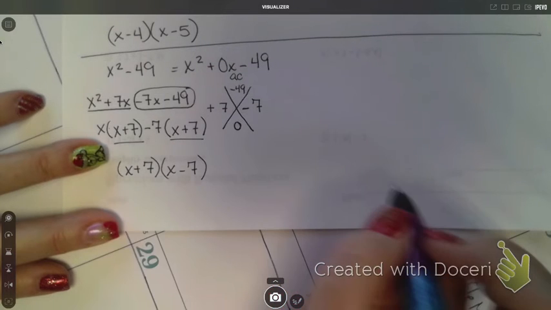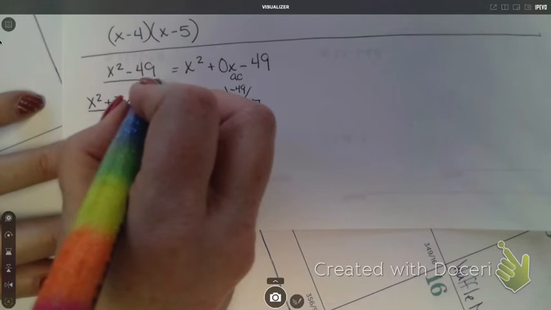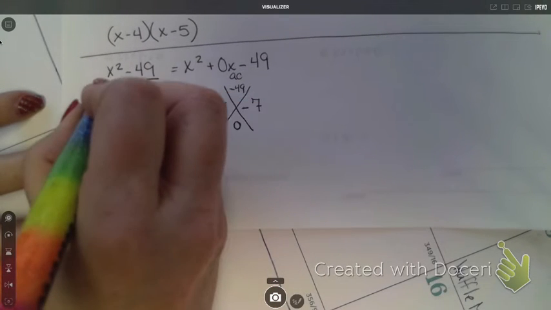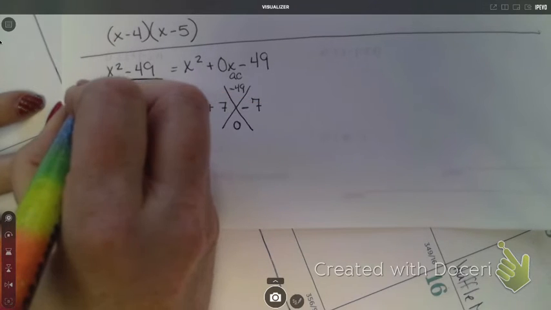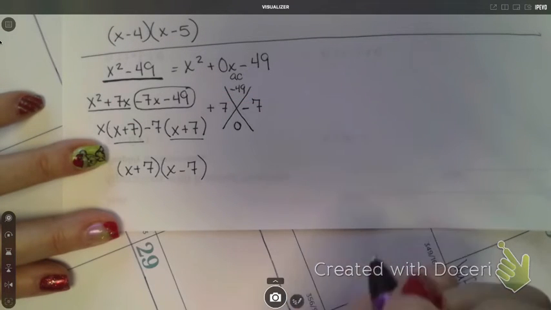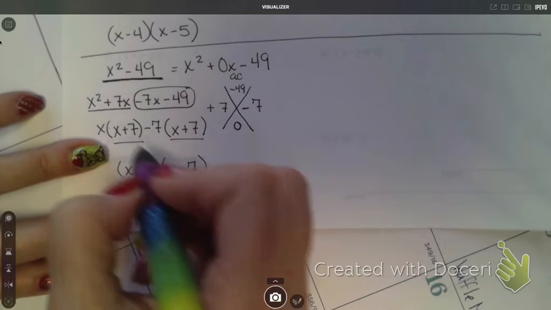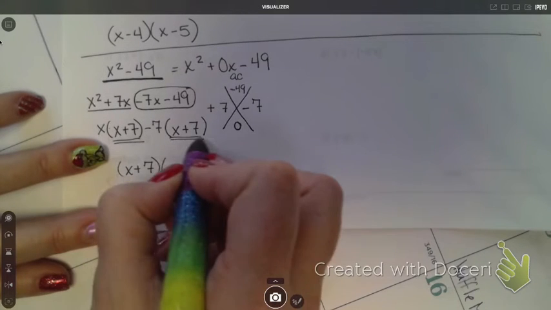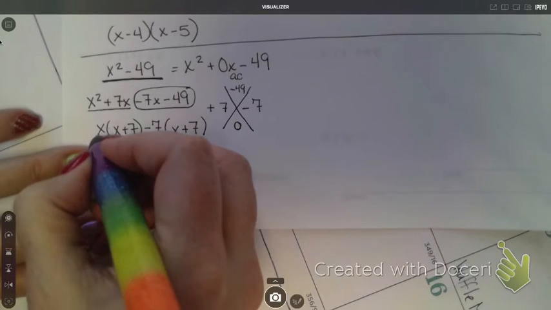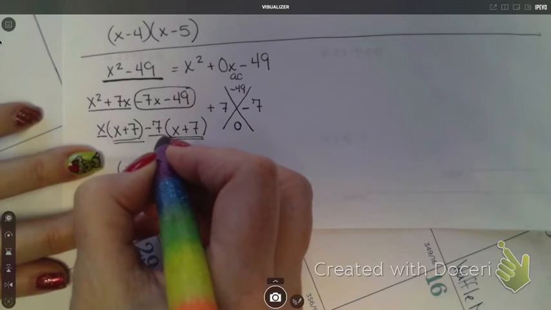Now, I want to talk about this because this is a special case, guys. What do you notice about the first term and the second term? Why is that a negative 7? Because you have a negative right here. You factored out the x plus 7, and you're left with x minus 7.